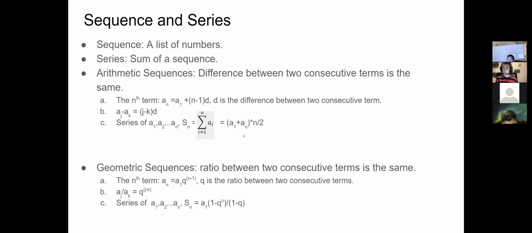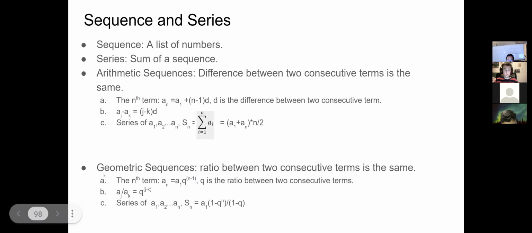Sometimes, if we have an odd number of terms, this will be equal to the middle term times n, because a_1 plus a_n divided by 2 is just equal to the middle term for an arithmetic sequence.